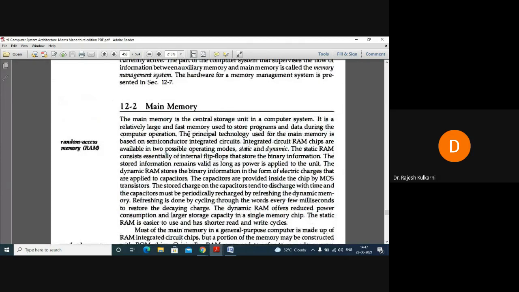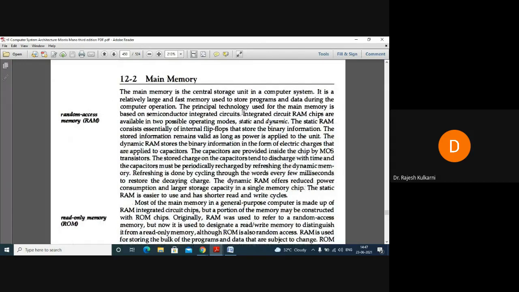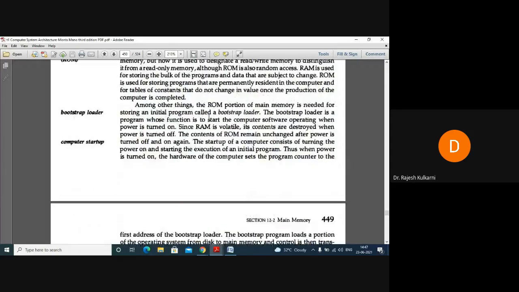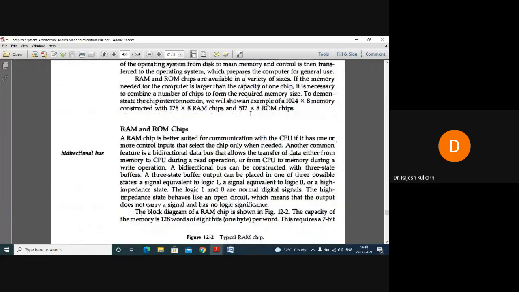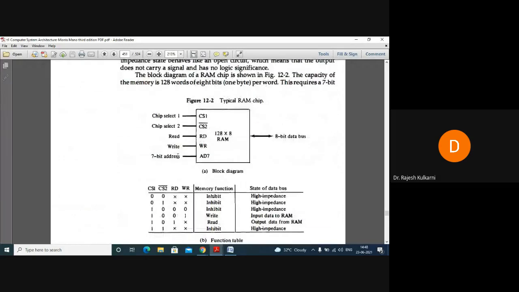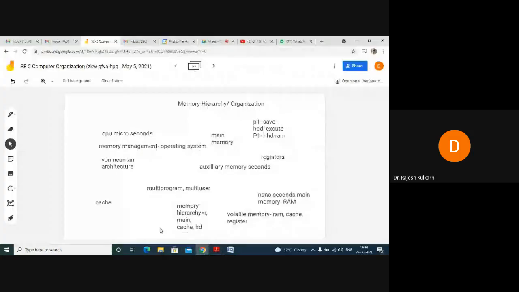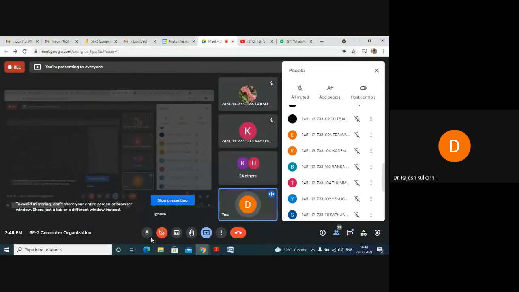Same thing which we had mentioned. Now this is our main memory. As you can see here, main memory is RAM, and RAM consists of ICs, integrated circuits. It has two modes, static and dynamic. Here he is trying to differentiate between static and dynamic. Then you have ROM, then you have a bootstrap loader. This discussion will continue in the next session. So this is what I wanted to convey today in this class.